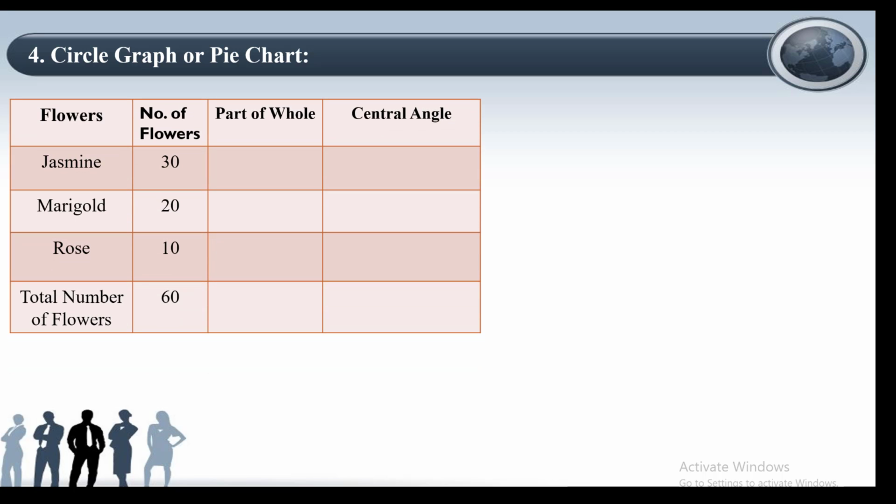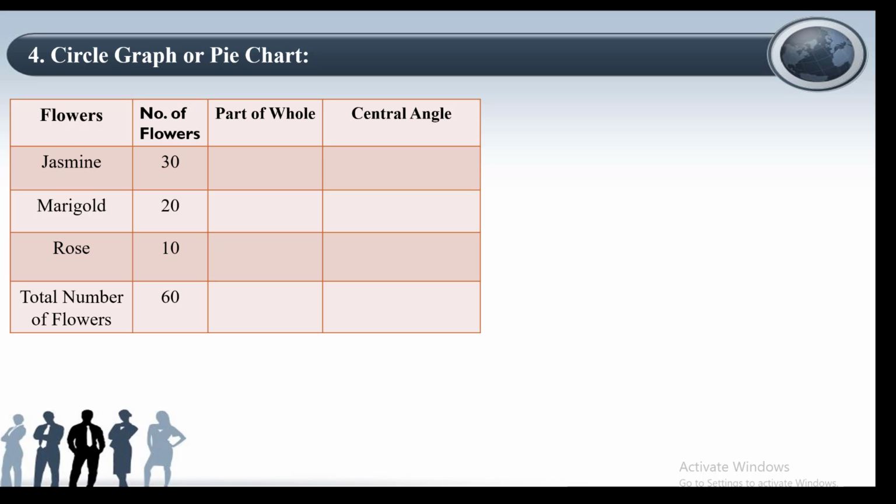For circle graphs or pie charts. Today, she had collected jasmine, marigold, and rose flowers. Their numbers are as follows. Let's represent this information in an interesting way. The total number of flowers here is 30 plus 20 plus 10, which is equal to 60.